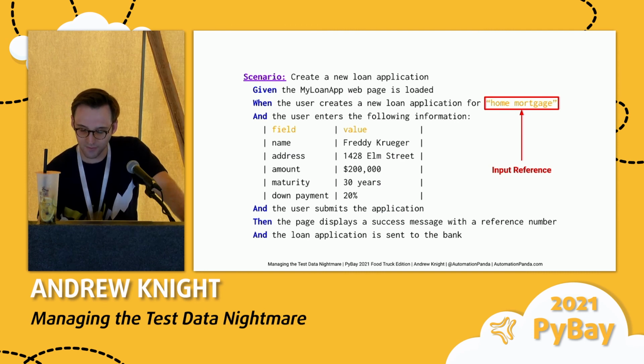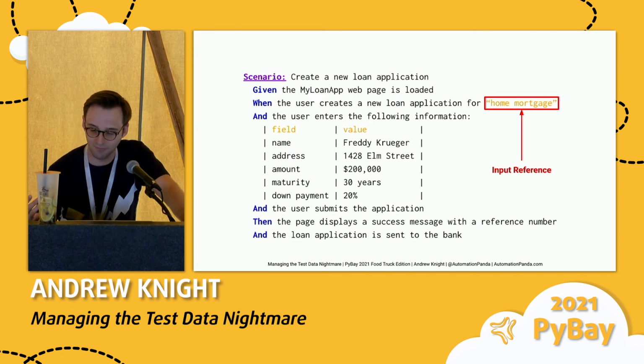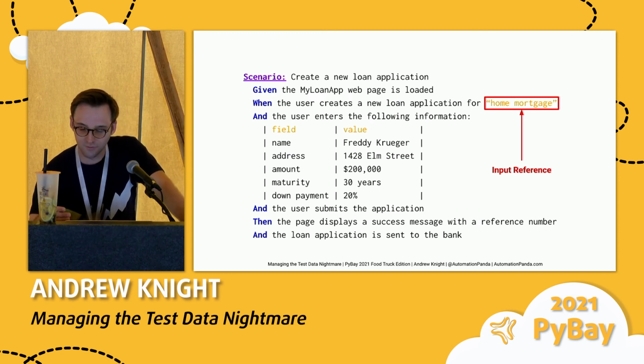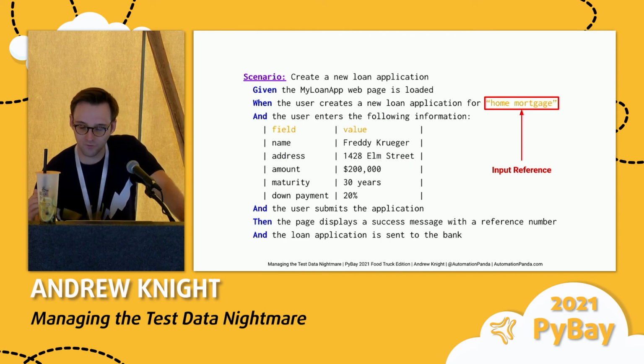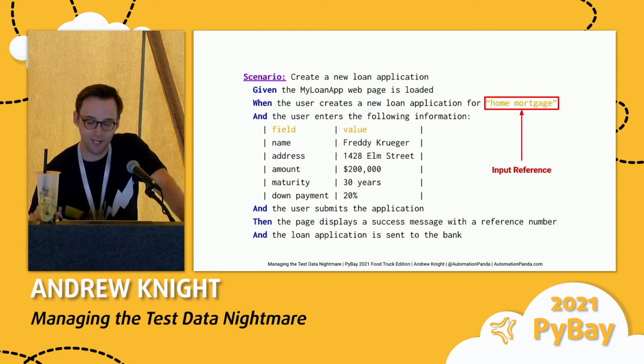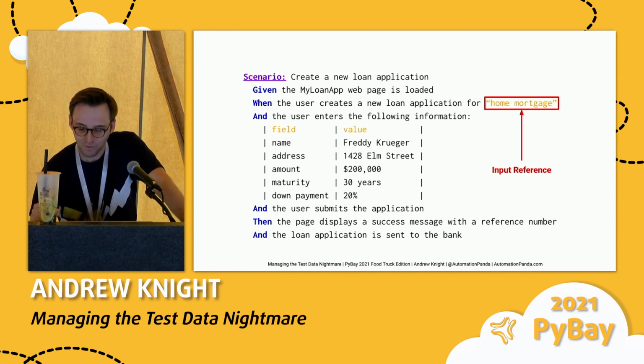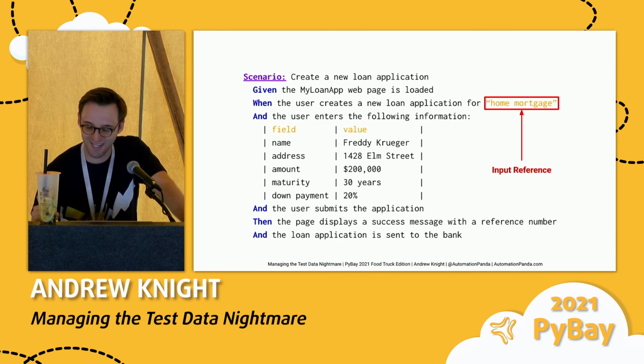The simplest way to write this test is simply to hard code that reference. That's what's being done here. The name home mortgage refers to the name of the loan in the web app. Automation can use that name when selecting the loan type from a button or dropdown. Hard-coded references make it easy to write tests, but they require statically prepped data to exist in the system.